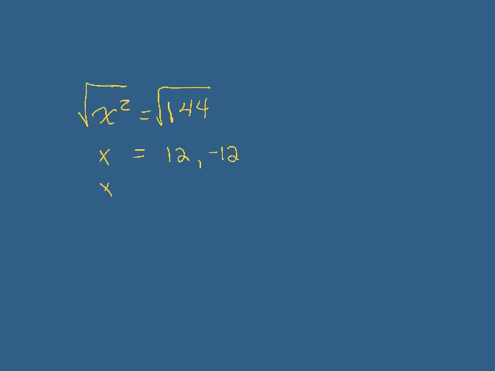Another way to look at this is we don't actually have to take the square root of the number. We could leave it like this, because that also means 12 or negative 12. And because we know that negative times negative is a positive, this is also a possible answer. Because the square root of 144 is 12, then negative 12 is also a possible answer.